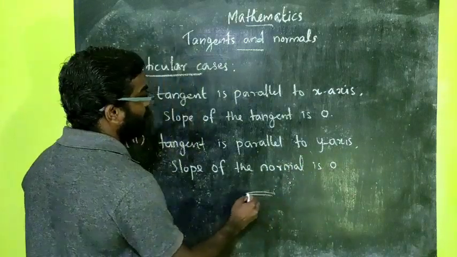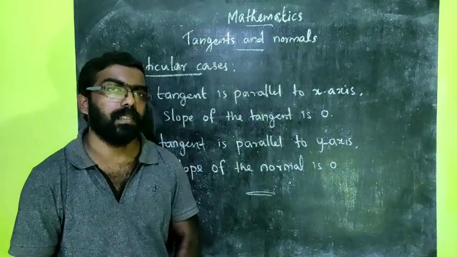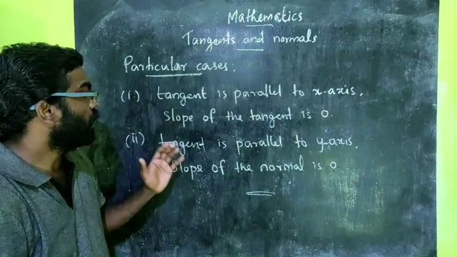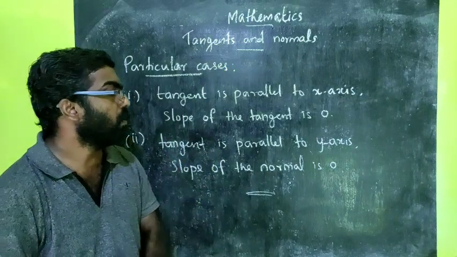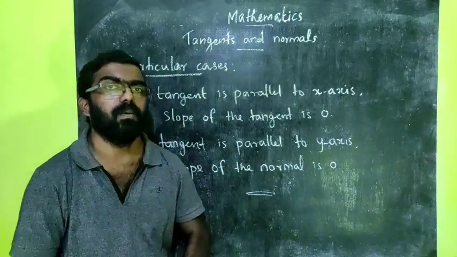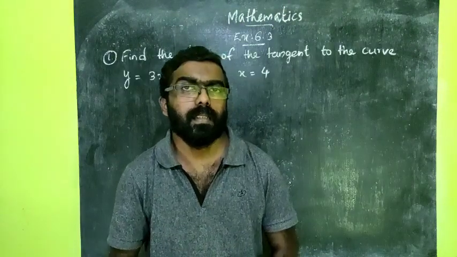Okay, these are two important points. If the tangent is parallel to the x-axis, then the slope of the tangent is 0, and if the tangent is parallel to the y-axis, then the slope of the normal is 0. Okay. Now we shall discuss exercise 6.3.